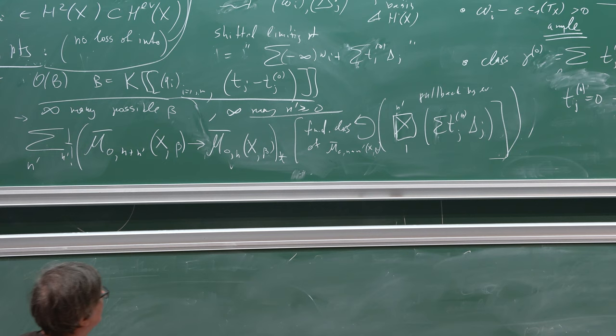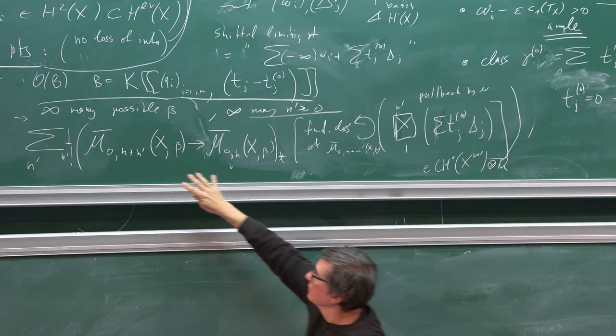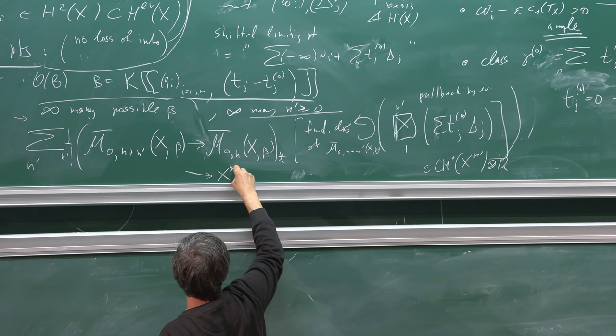It's an element in the cohomology of X to the power n prime. Yes. Then I can pull back on this. So you pull back by the evaluation map, because the moduli space maps to M zero n. It also maps to X to the power n prime. So anyway, you have.